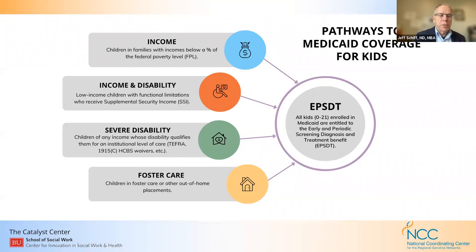Low-income children with functional limitations can receive Supplemental Security Income, and they can become eligible. Children with severe disability, which means that they have an institutional level of care, can be eligible through a program called TEFRA, which is an acronym that refers to a tax policy, or through 1915(c) waivers, as mechanisms. And those children can get services that are a little bit separate from the income qualifications. And then finally, children in foster care in states are eligible.